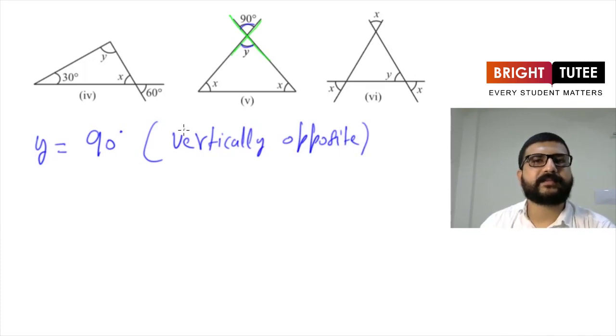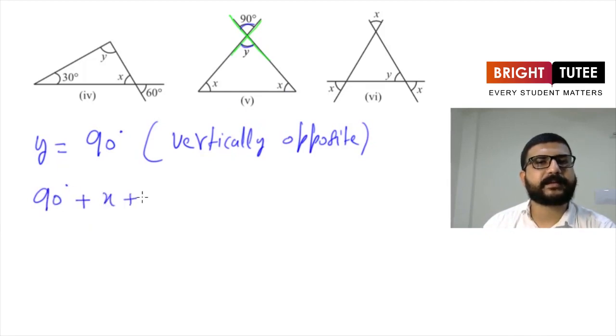Now, we have to get the value of x. Now, again let's use angle sum property. So, it will be y plus x plus x. Instead of y, we can write 90 directly. 90 plus x plus x is equal to 180 degrees. This is angle sum property.